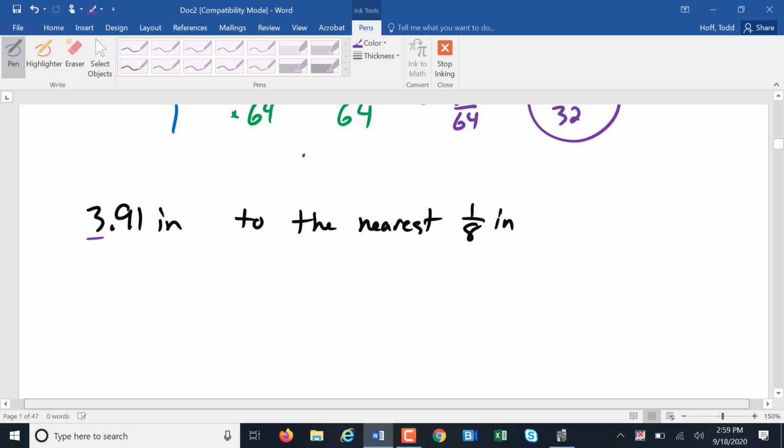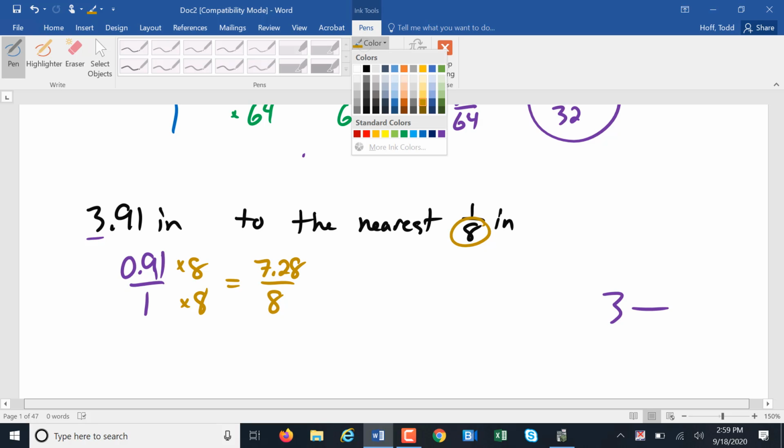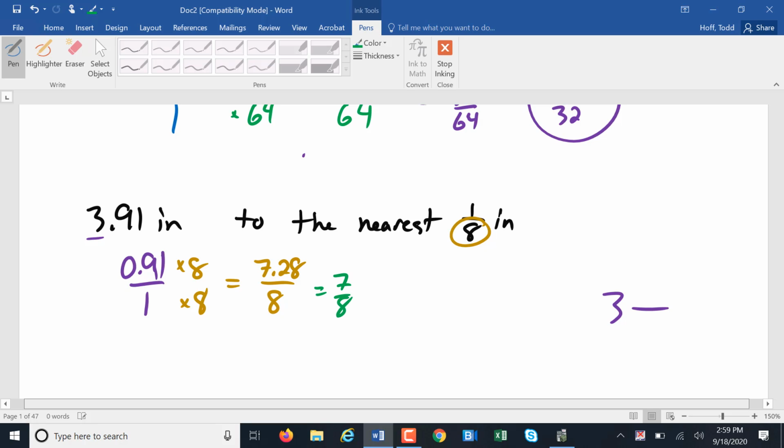This one, we're going to keep the 3. 0.91 over 1. What are we going to multiply by? We want 8, so we're going to multiply by 8. Good. So 1 times 8 is 8. 0.91 times 8 is 7.28, correct? Between 7 and 8, what's it closer to? 7, 7/8. So we can't forget our 3, that's 3 7/8 inches.